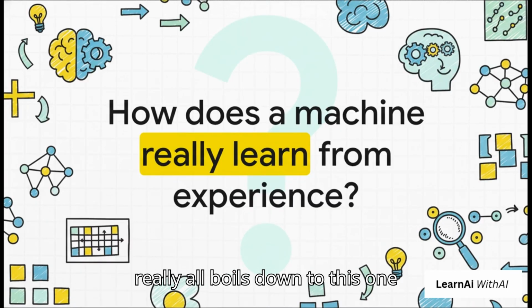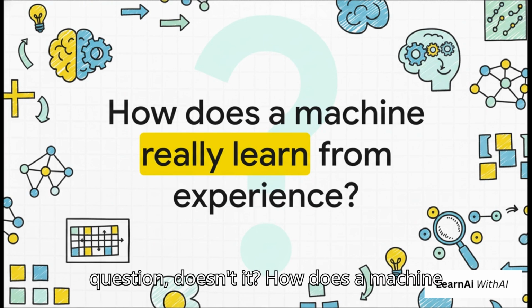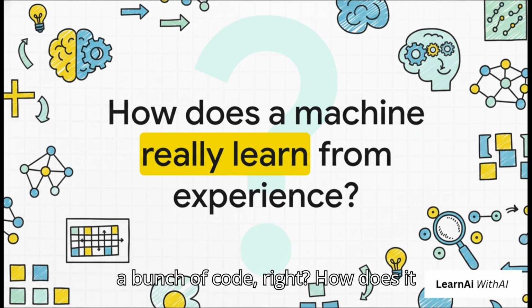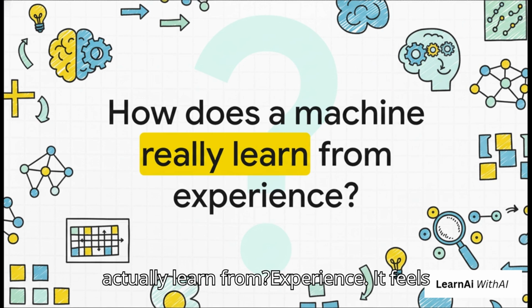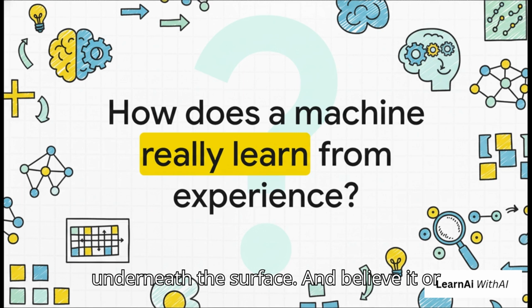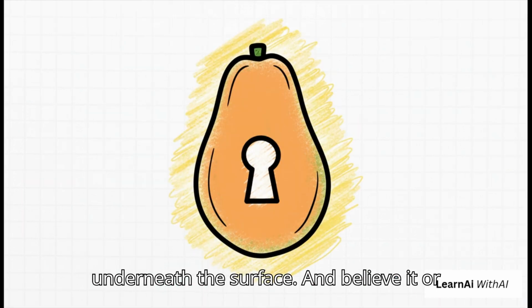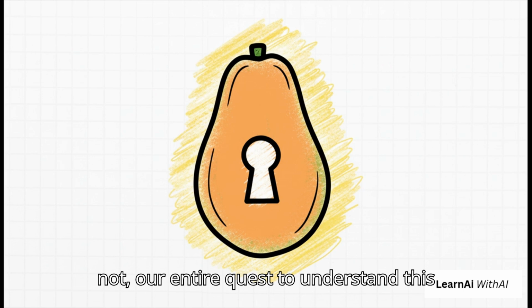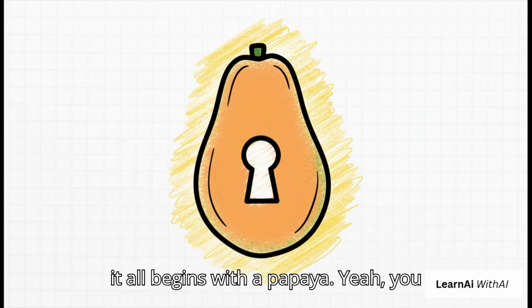It really all boils down to this one question, doesn't it? How does a machine, a bunch of code, right? How does it actually learn from experience? It feels like magic, but I promise you, there's a beautiful, elegant theory hiding just underneath the surface. And believe it or not, our entire quest to understand this, it all begins with a papaya.